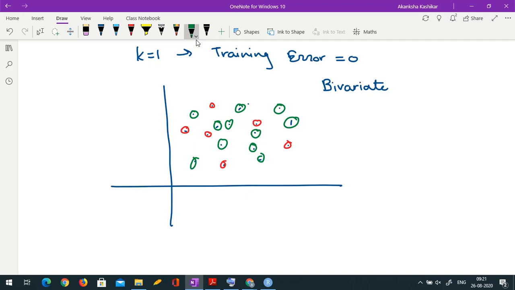Now when you take k equal to 1, training error is 0. So basically you are fitting a model which is catering completely to every observation. Okay, now this is suppose a new observation whose class you are interested in predicting. When you take small k, you are focusing on a nearby region, but as you increase k, you take in more and more observations.